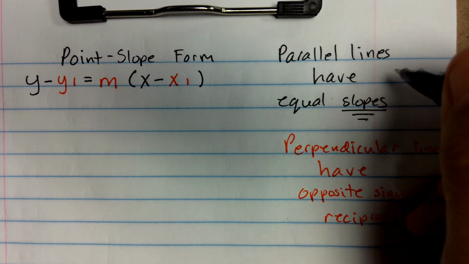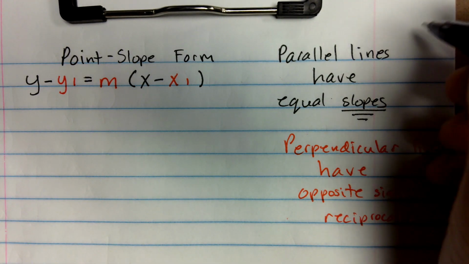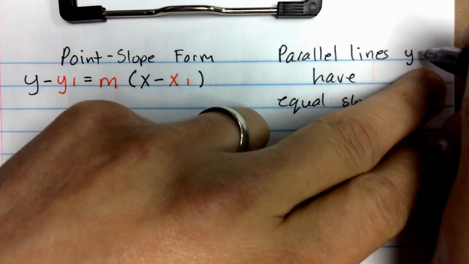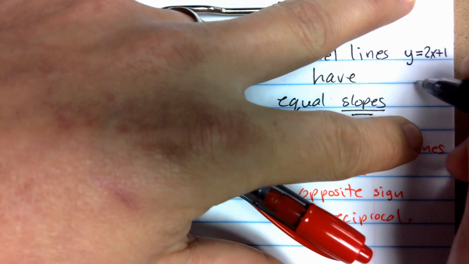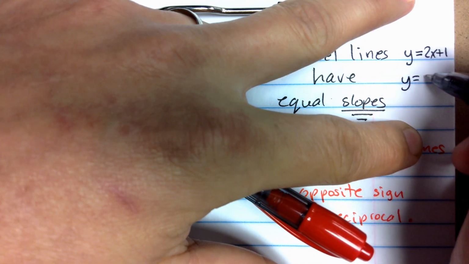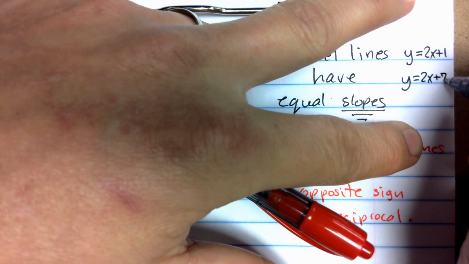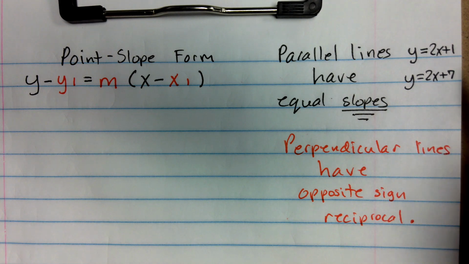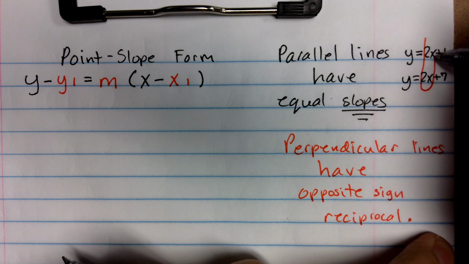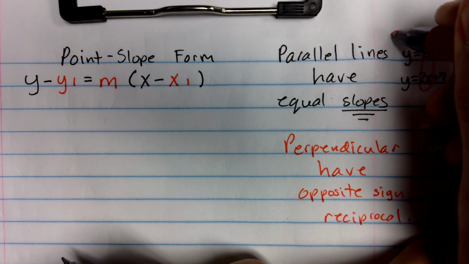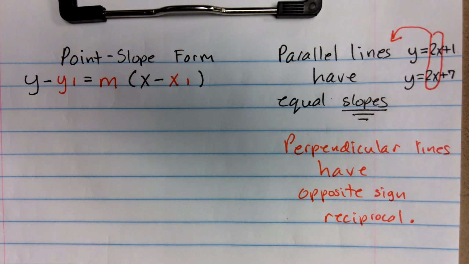Like for instance, let's say that we have two parallel lines. If I'm going to write just two equations really quick that have parallel lines, y equals 2x plus 1 and y equals 2x plus 7. Those are two different equations. One has a y-intercept of 1, one has a y-intercept of 7. However, the slopes are the same, so therefore they are parallel lines.